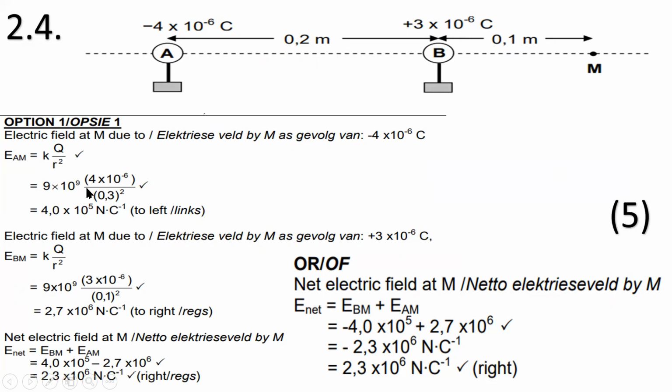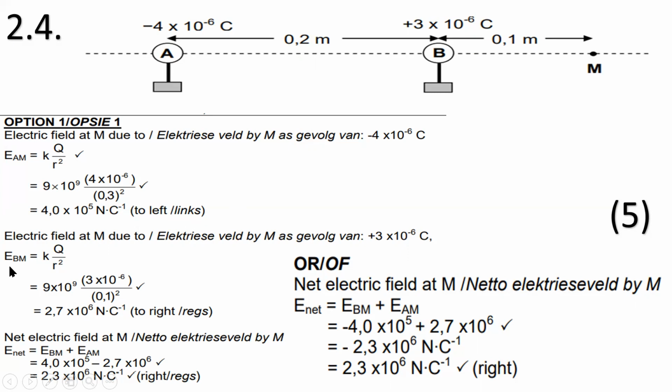K is a constant number, and then Q is 4 times 10 to the power of -6, and then 0.3. Why 0.3? Because the distance between A and M is 0.3 in total. So you are calculating the electric field at point M because of A. The direction is negative, so as you see, it says to the left. So to the left, first one.